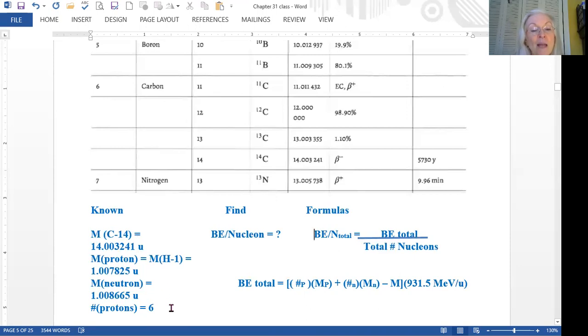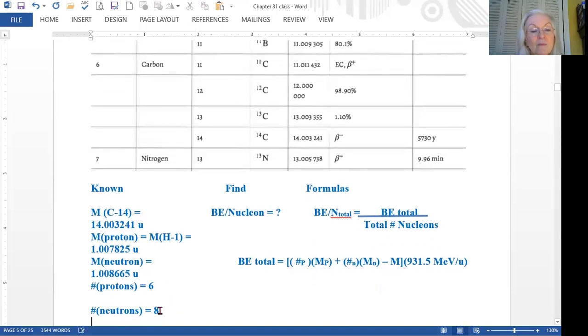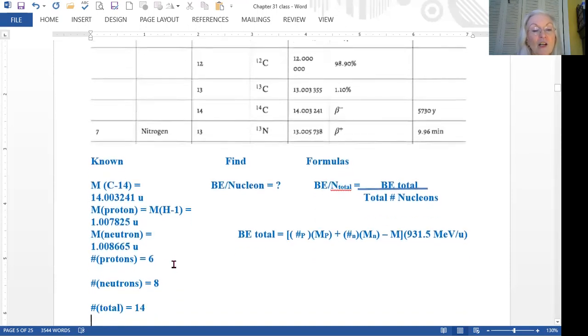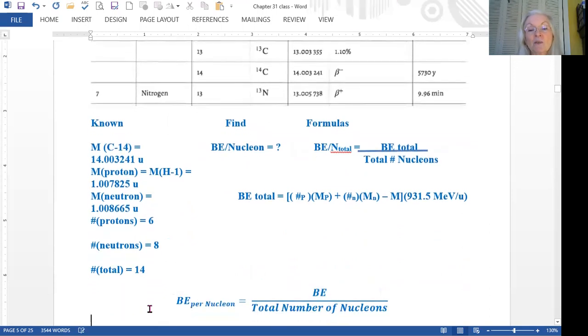We need to know how many of those we have. Carbon is element 6 on the periodic chart, so it has 6 protons. Carbon-14, well, 14 minus 6 gives us 8. It has 8 neutrons. And its total number of nucleons would be 14. So we should have all the numbers we need to plug into our formula.